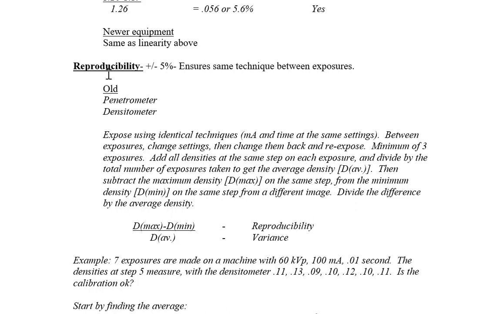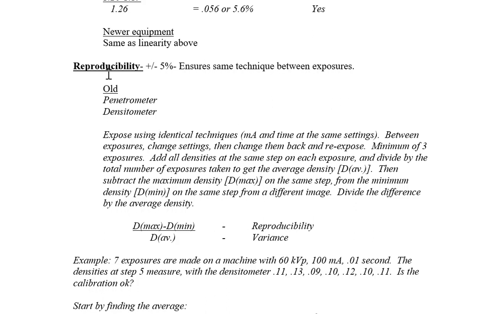Reproducibility means the exact same exposures, we need to receive the exact same exposure. So reproducibility means that if you set a particular technique, and in this case it's going to be MA, time, KVP, you should expect the same exposure for the same settings. So you make an exposure, you should be able to count on that same exposure time after time. But sometimes in the changing between exposures, and I've mentioned this before with the KVP, the difference in KVP may be because some of the contacts slip in between making exposures.